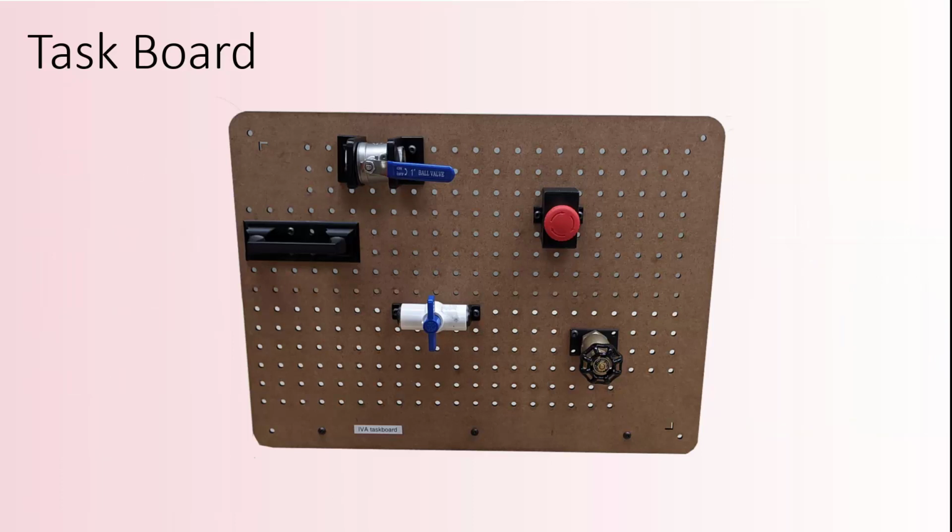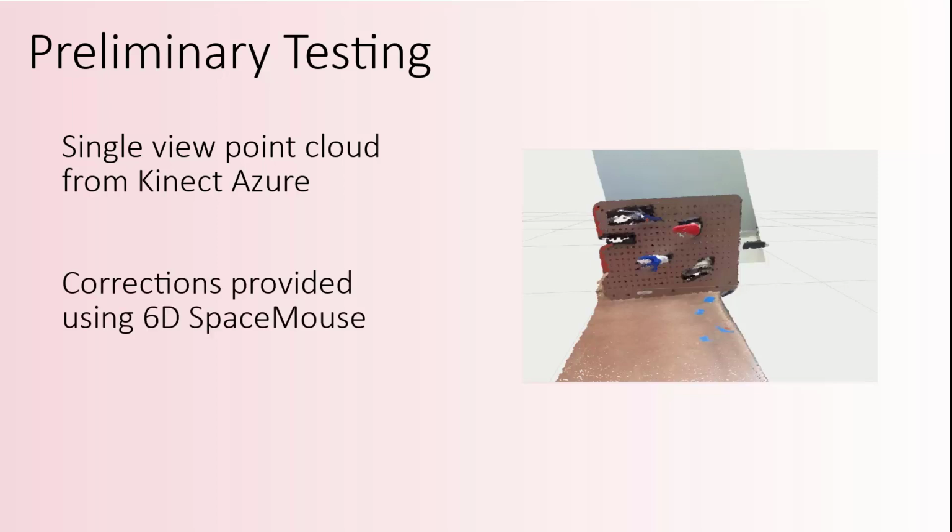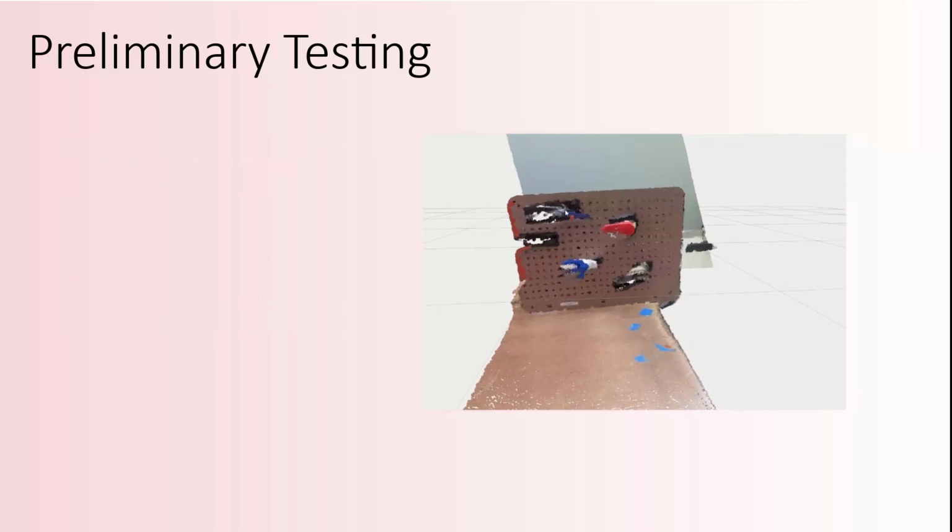In addition to testing on fabricated point clouds, we constructed a task board of typical interfaces that might be found during intravehicular activities on the International Space Station. The board consists of 5 objects: 2 ball valves, 1 stop valve, 1 e-stop button, and a drawer handle. We captured a static point cloud of the task board using the Kinect Azure and provided corrections using a 6D space mouse as a feasibility evaluation of our method.